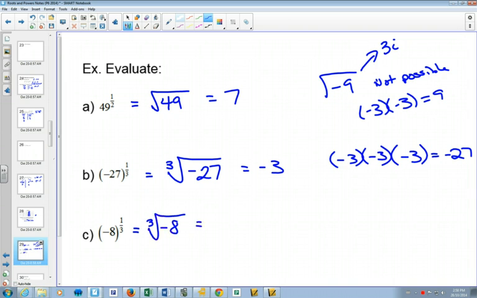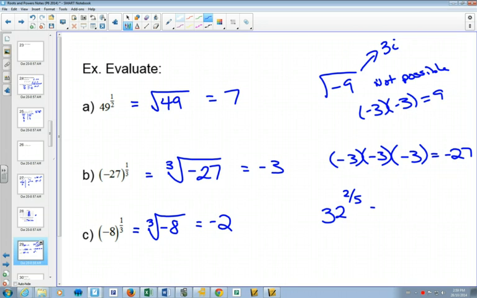Cube root of negative 8 is? Negative 2. Good job. Now all of these ones were fairly straightforward because the fractions were nice, 1/3. But what would happen if you wanted to do something like 32 to the 2/5? Then you do 1/5 and add another 1/5. You could do that.